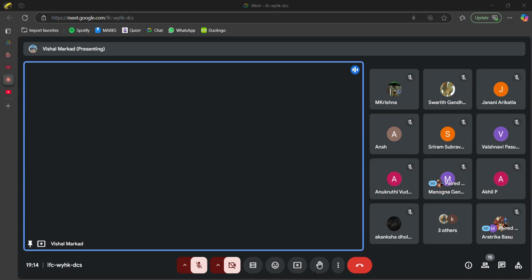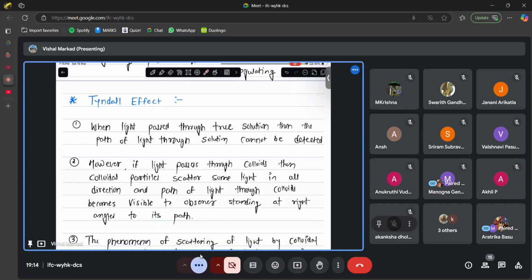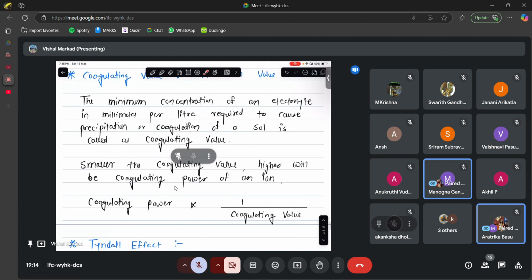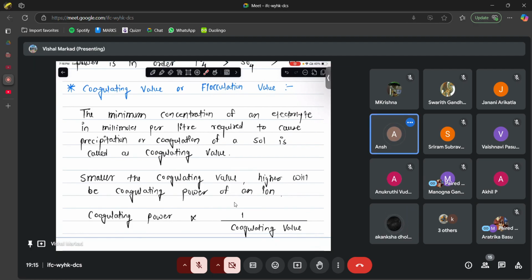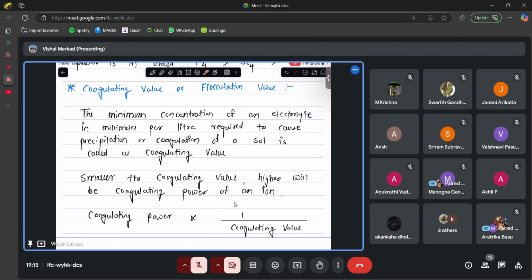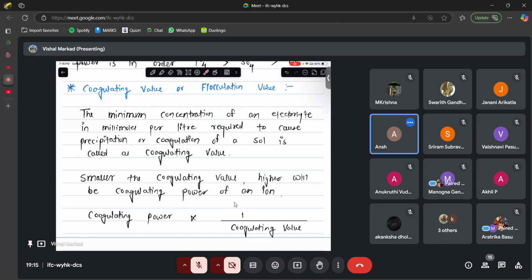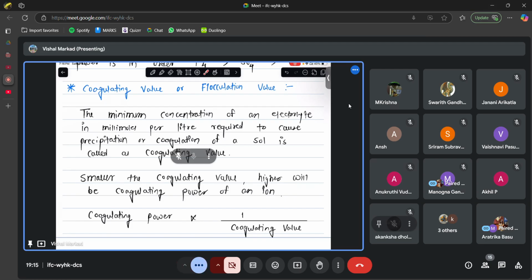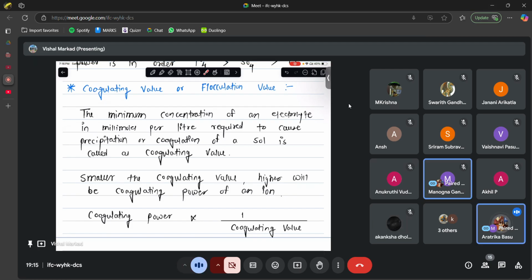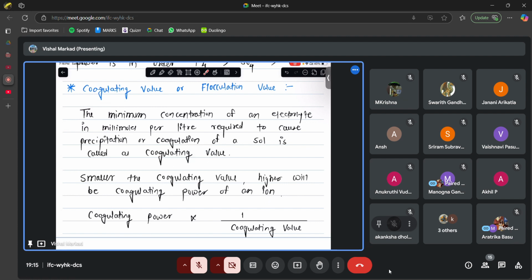Have you studied about this earlier? Do you remember what that is? Can anyone tell what that is? The scattering of light by colloid particles. Okay, any other answer? What is the Tyndall effect? That's what I'm asking. Now, we got two answers. You add both of them.